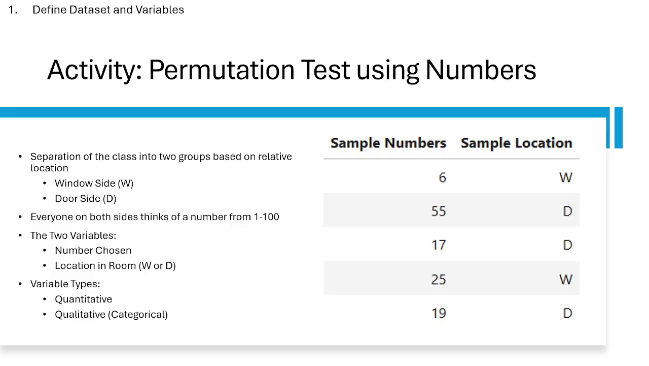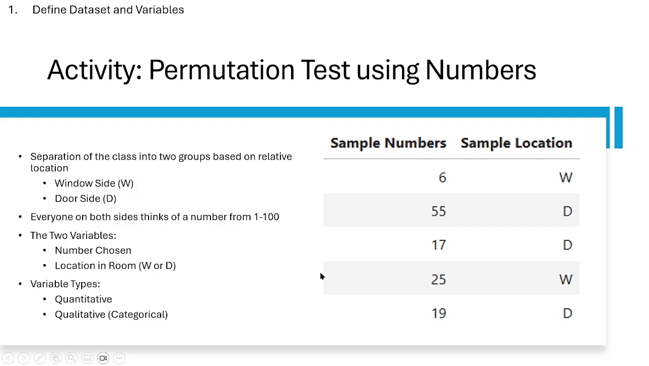think of any number between 1 to 100, and they would write it down, and this is what you see here. So this is just a sample. This isn't the real data we got, but here, the first row, someone thought of a 6 and they were on the window side. This is one person. This is someone who's thought of a 55 and they were on the door side. That's another person. So each of these rows are people.